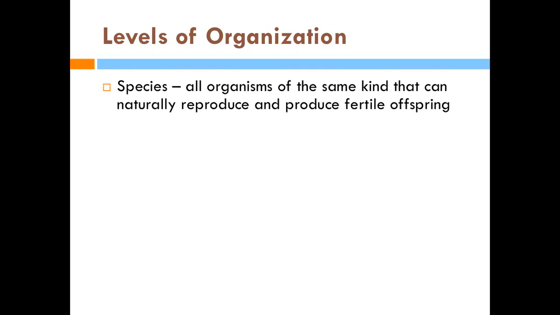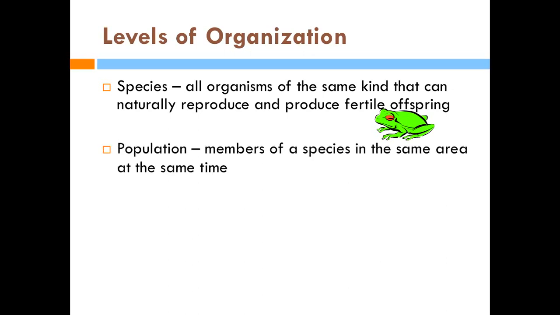We can start off with the lowest level, which is really like the individual, but we'll think of individuals as species. And if you remember from a couple days ago, a species is any organism of the same kind that can naturally reproduce and produce fertile offspring. So if two organisms reproduce and do not produce fertile offspring, they are members of different species. So here we have a green tree frog, so we're going to consider that an individual of one species.